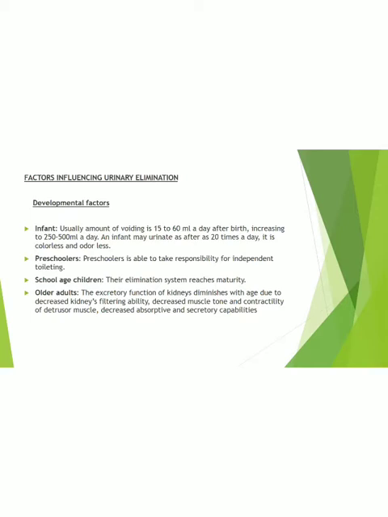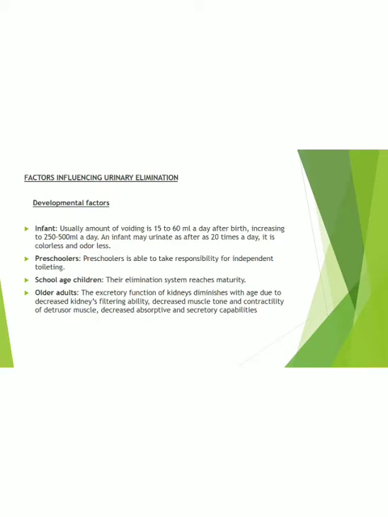So, what are the factors which influence urinary elimination? There are different types of factors. We have developmental factors, social factors, and psychological factors. First we'll see what developmental factors are. When we say development, it means when the person is growing, right? Here we have infant, preschool, school age, older adults. So how does this developmental factor influence urinary elimination? We have different ages and the factors are different.